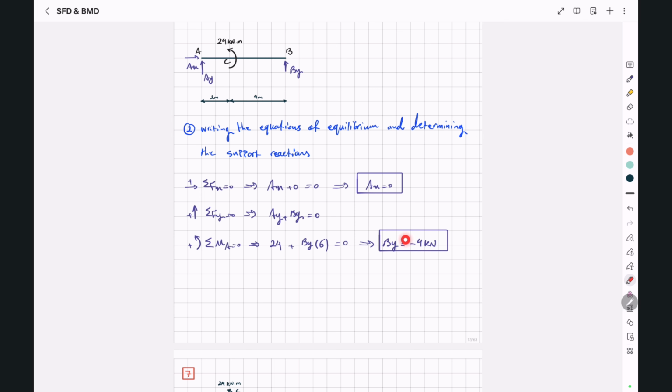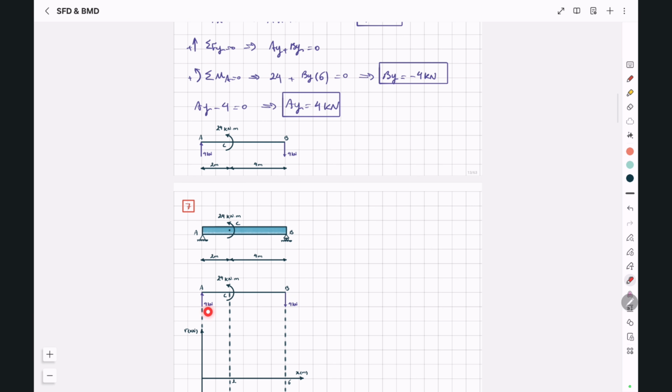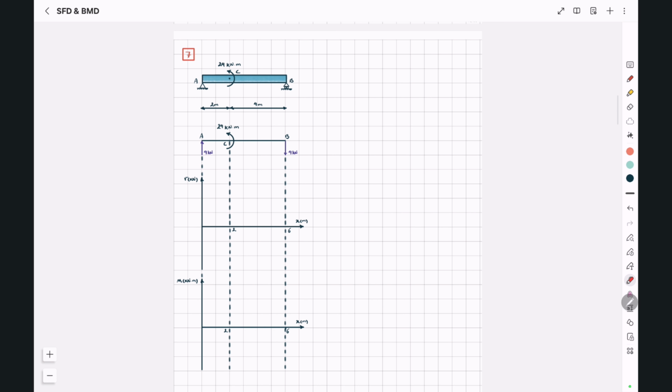And now, if we put this BY in this equation, we have AY minus 4 is equal to 0, and this will give us an AY equal to 4 kilonewton. So this will be our free body diagram with our two support reactions. And now, using this free body diagram and the principles I explained in the beginning of the video, we can draw the shear force and bending moment diagrams using the graphical method.